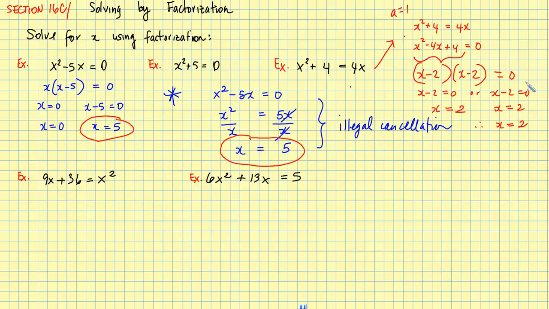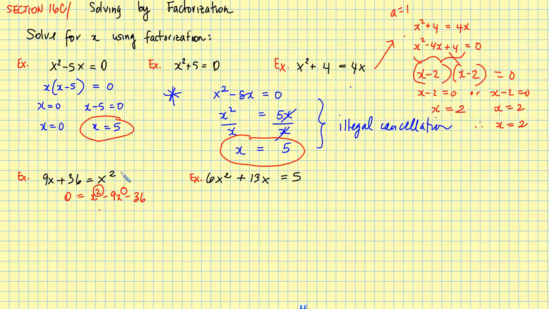Now, if we had, for example, the next one, where we've got 9x plus 36 equals x squared, you would make sure to bring everything over to one side of the equation first. So I'll do 0 equals x squared minus 9x minus 36. Looking at this again, I'm putting it in the correct order from x squared to x to the power of 1 to no x, from largest to smallest degree, so going from 2 to 1 to 0. So x squared, x to the 1, x to the 0.